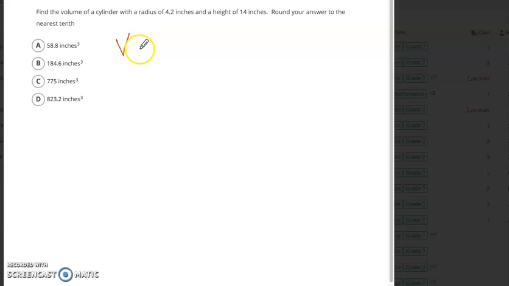The first one says find the volume of a cylinder with a radius of 4.2 and a height of 14. The formula to find the volume of a cylinder is volume equals pi r squared times the height. So we have 3.14 times 4.2 squared, which is 17.64, times the height of 14. If we multiply all this out, we get 775.45, which is this choice right here.